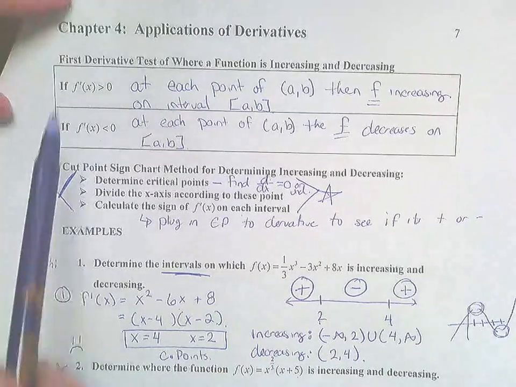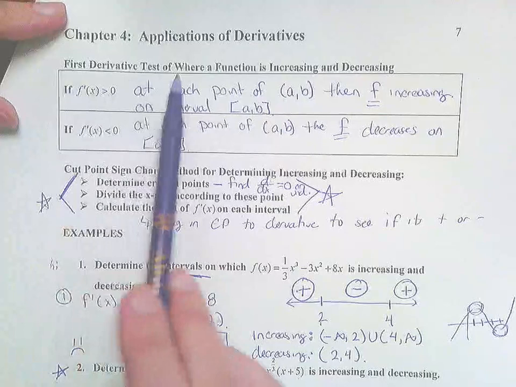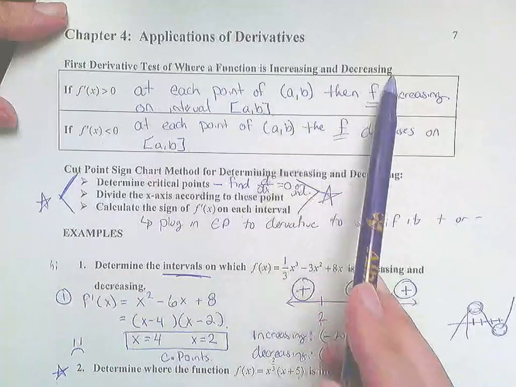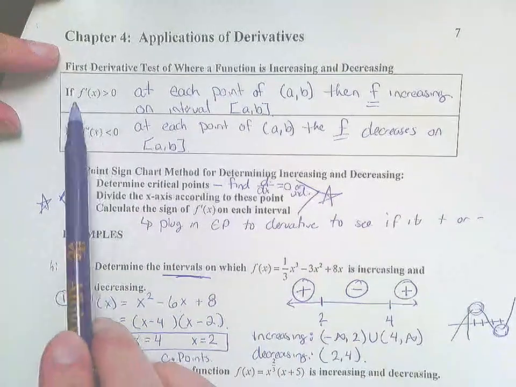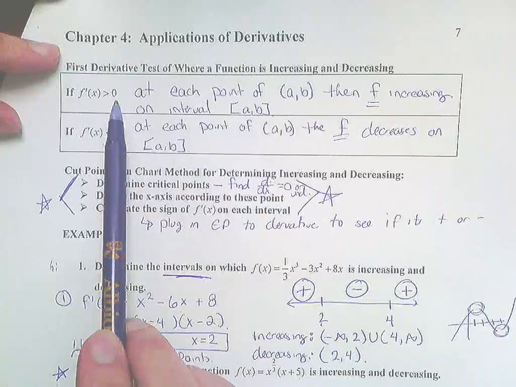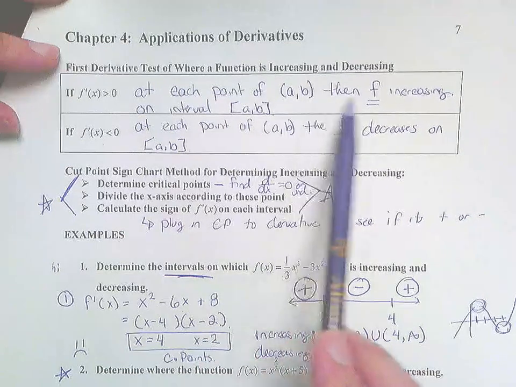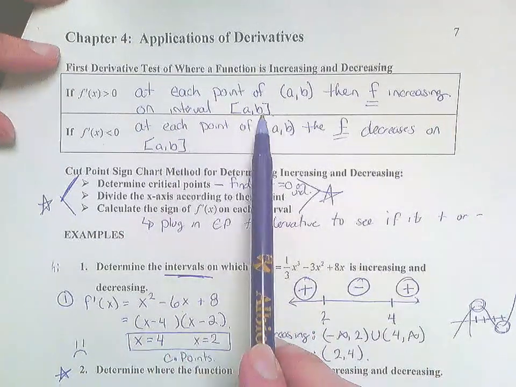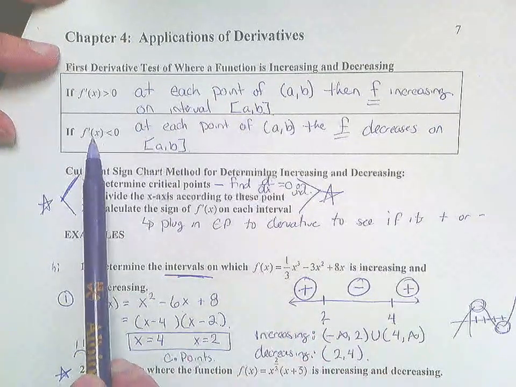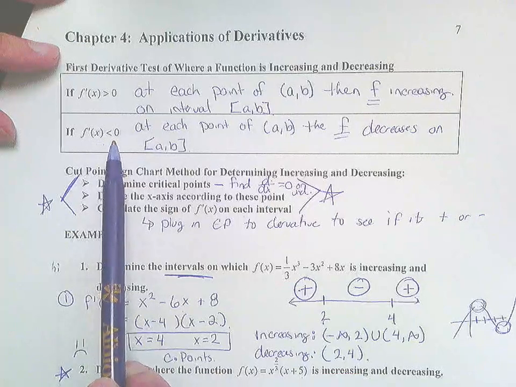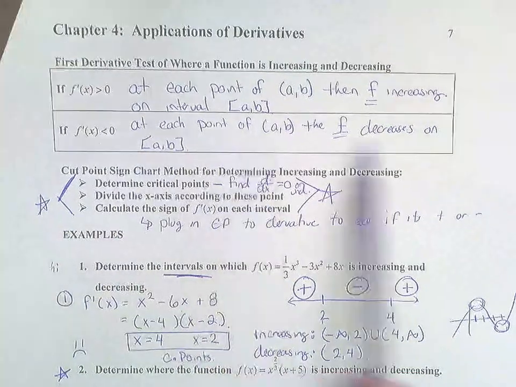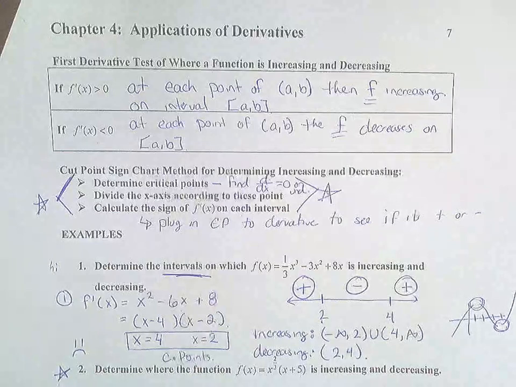Alright, so like we said in class, the first derivative test for where the function is increasing and decreasing says that whenever the slope, or the derivative, is greater than 0, that means it's positive, at each point from a to b, then f is increasing on that interval. And if the slope, or the derivative, is negative, less than 0, it is decreasing on that interval.